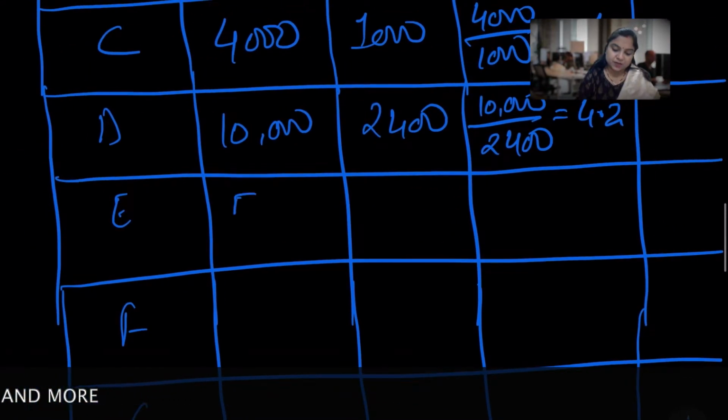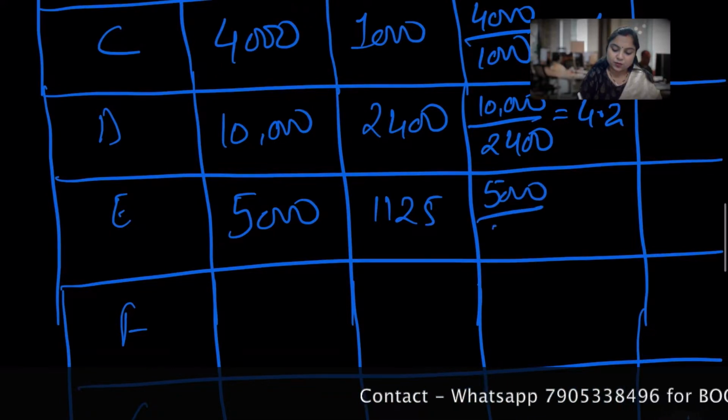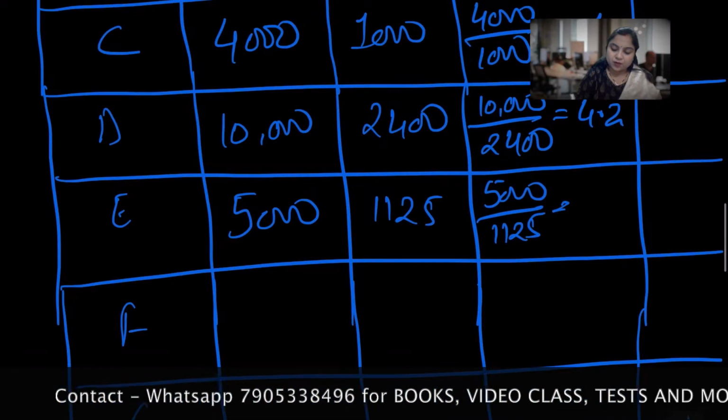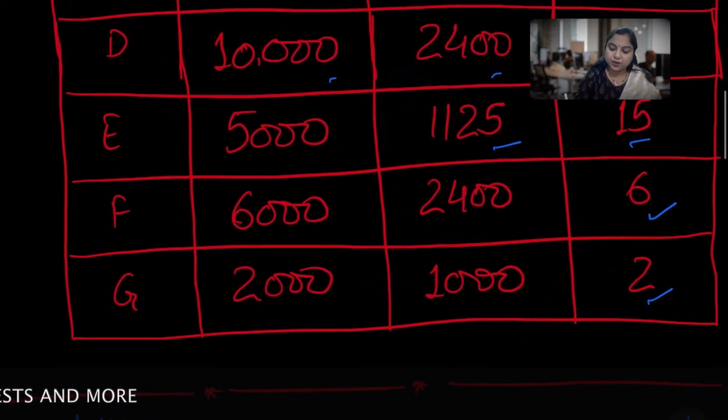For project E, 5,000 and 1,125. So we can calculate, it will be 4.4.